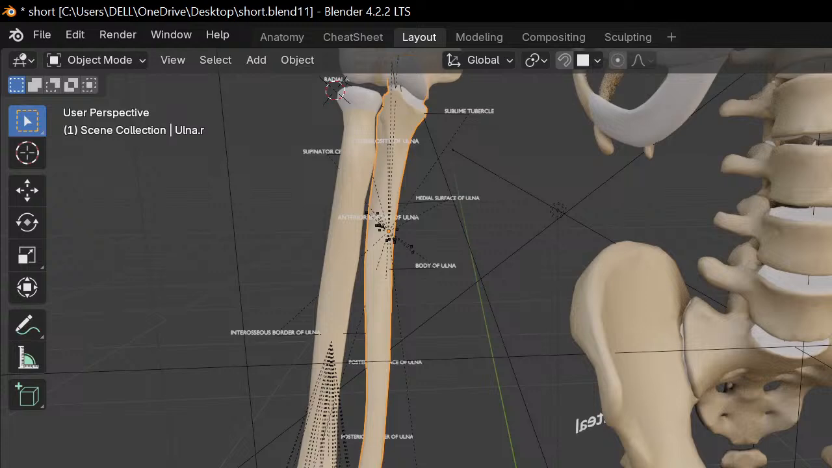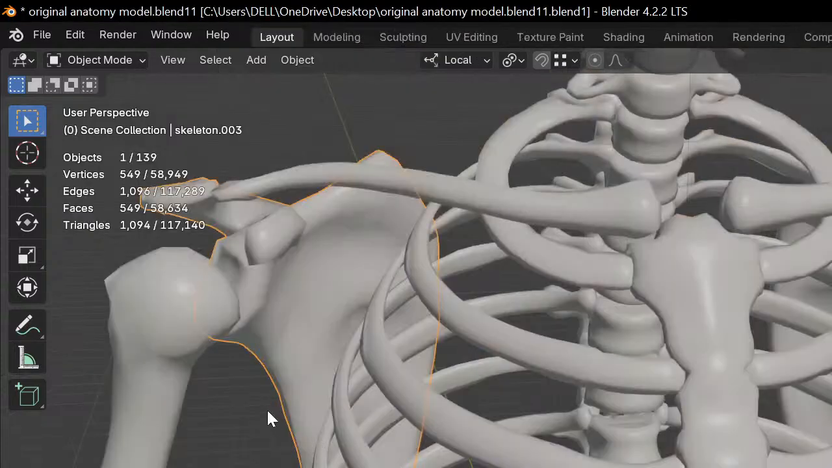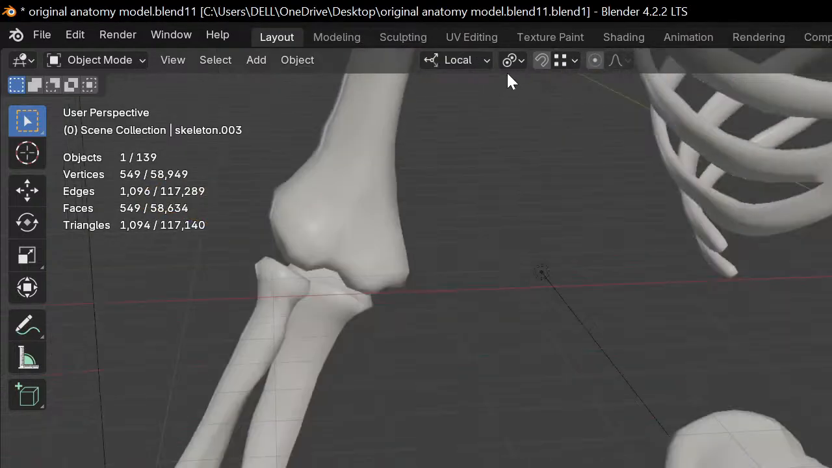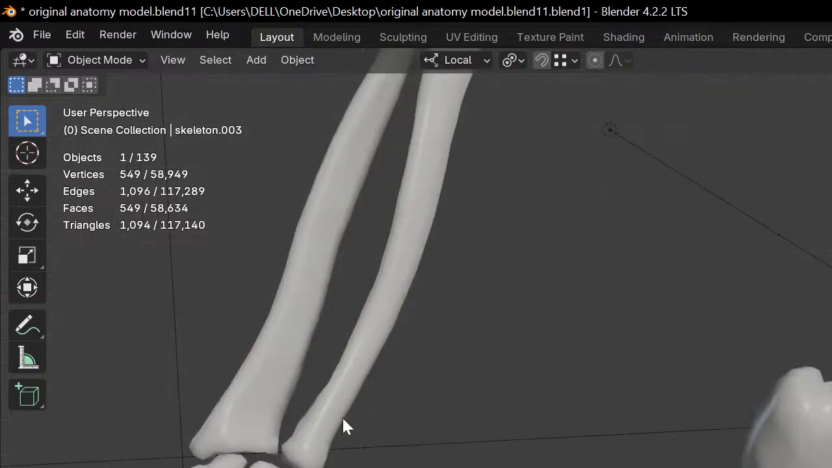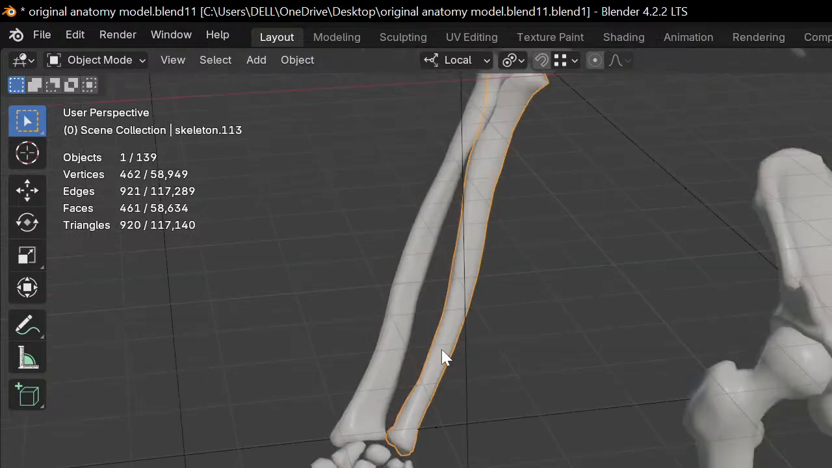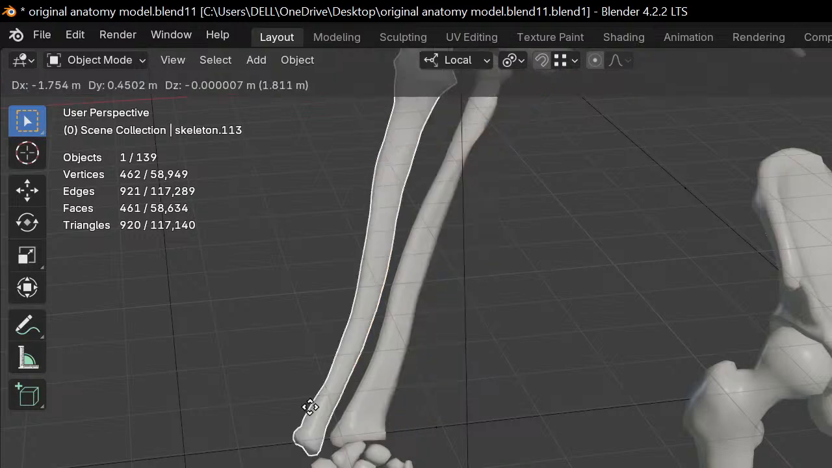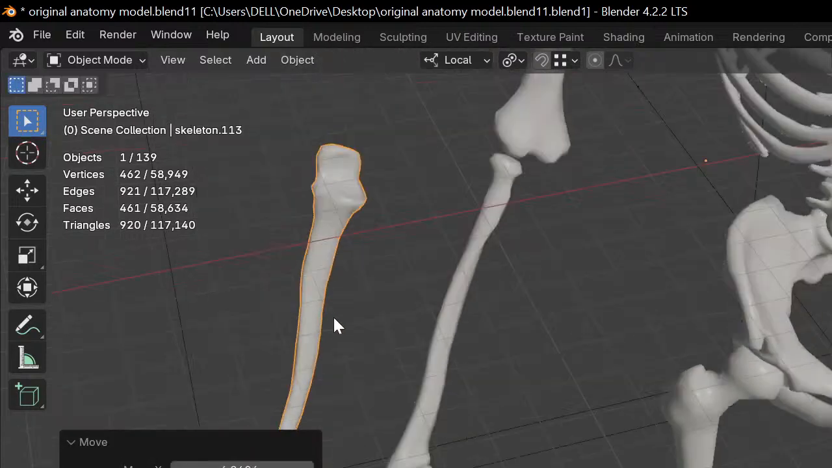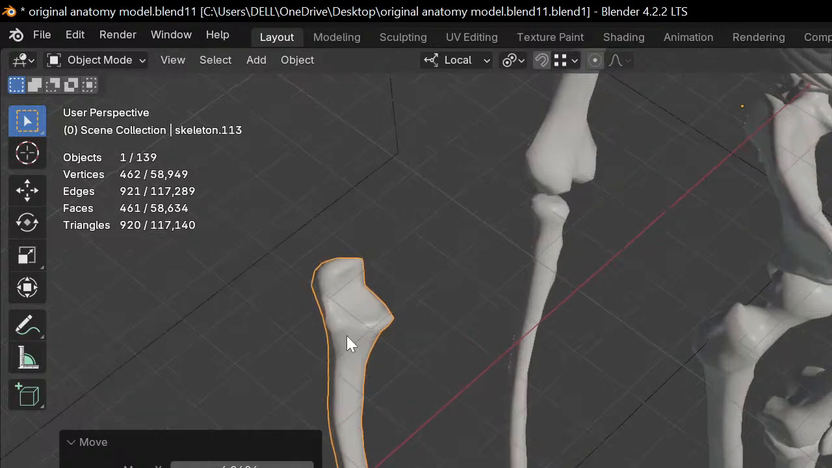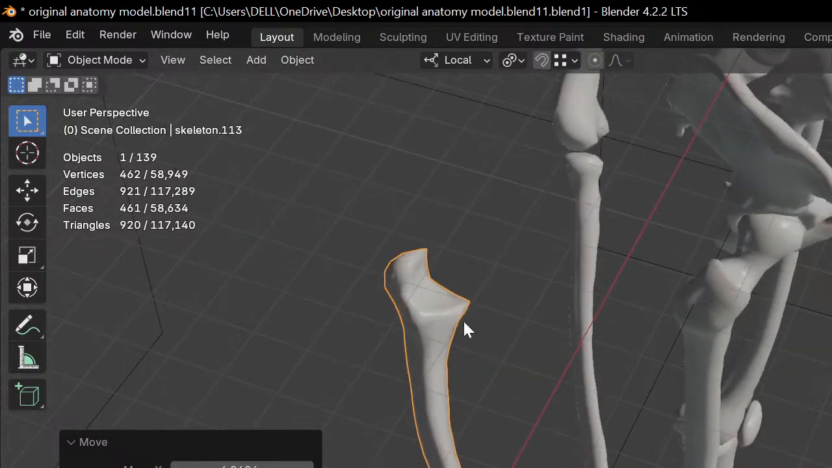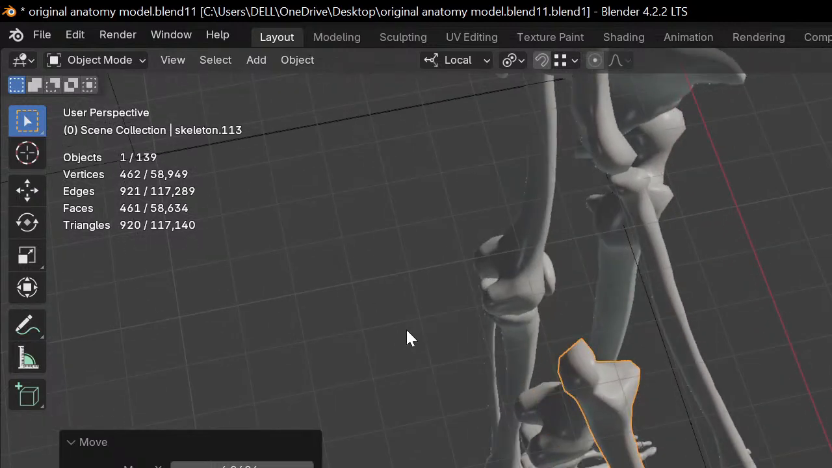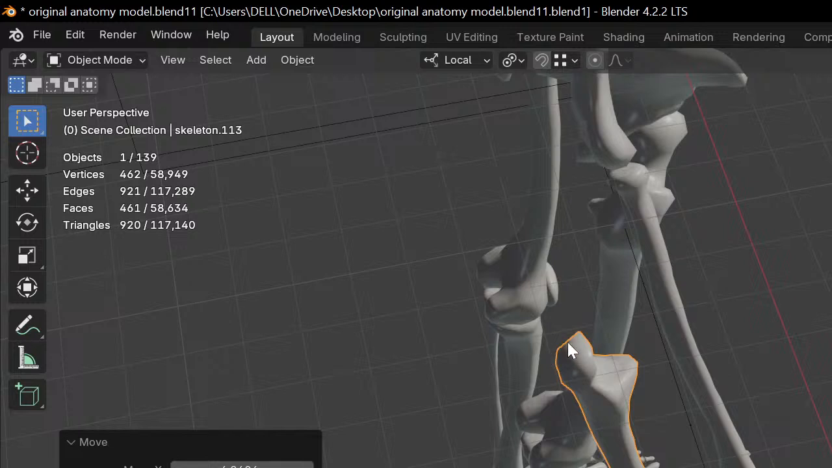Let's go to the lower resolution images. As we can see, this is the ulna. If we move the ulna and try to isolate it, we said this point is the coronoid process of the ulna. If we go to the posterior side, this projection is known as the olecranon process of the ulna.